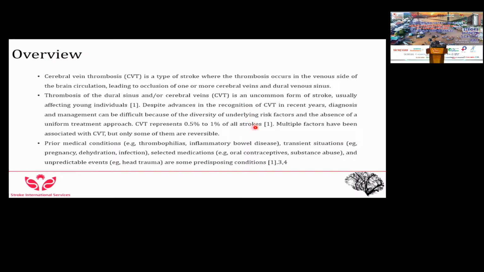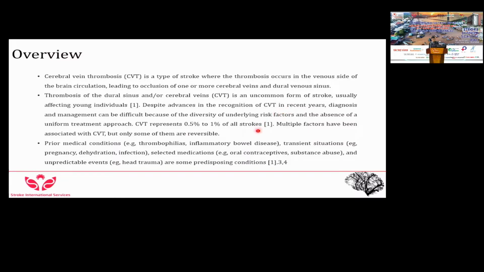Despite advances in the recognition of CVT in recent years, diagnosis and management can be very difficult, and some patients are really missed in practice. CVT represents 0.5 to 1% of all strokes. Multiple factors have been associated with CVT, but only some of them are reversible.